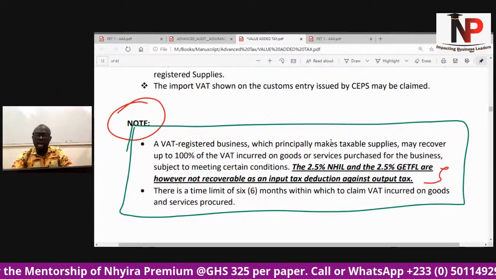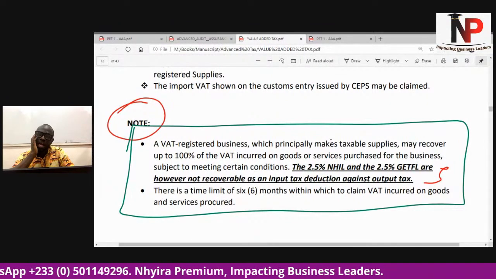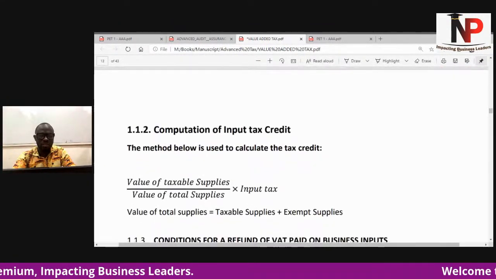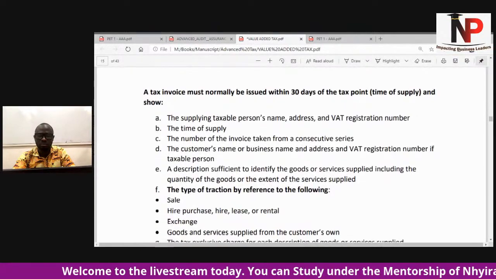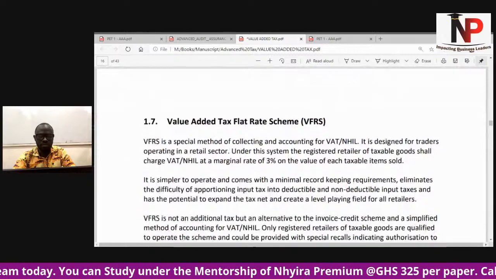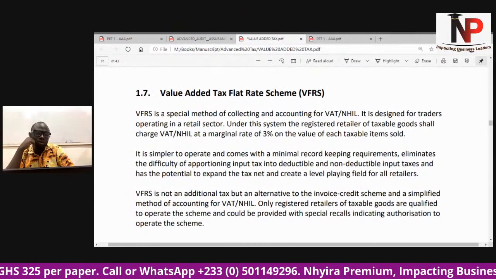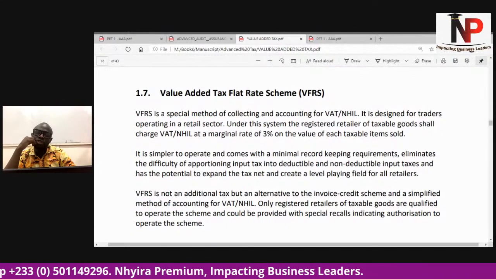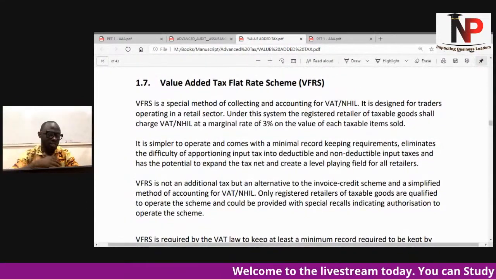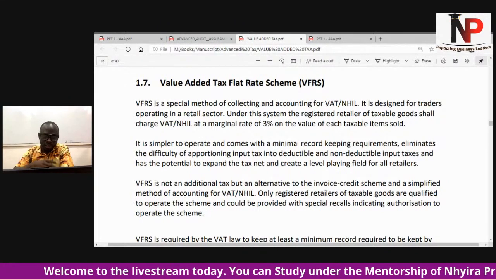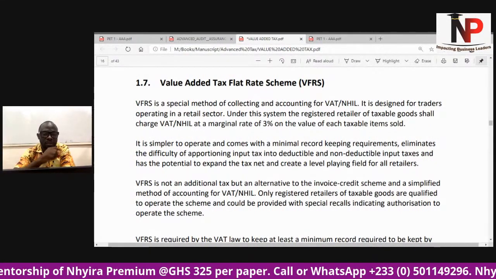All right, so now that we have discussed the types of supplies, let's dive a bit deeper to look at some few principles that we need to understand. There are a couple of things I'm gonna be skipping, and then I'll just point out some salient issues as well. Now, remember I told you about the 3% flat scheme, and I think Ebenezer yesterday was asking some questions about that as well. I spoke about this, but I've also included it in my slide here, so let's just run through it real quick.